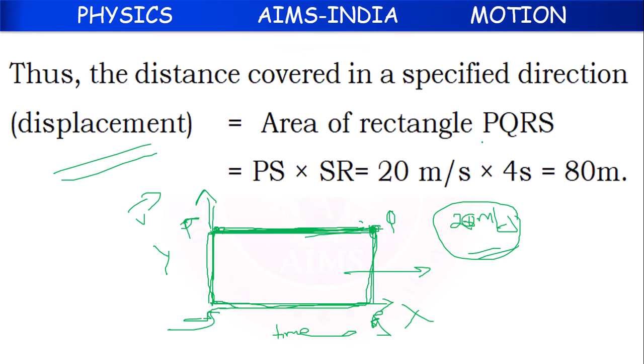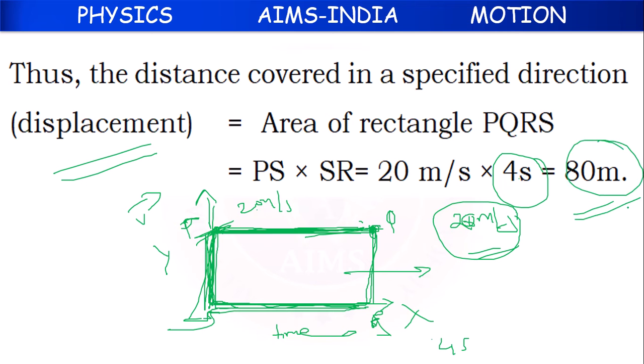Here the area of a rectangle means length into breadth. So PS into SR, where PS is the value of velocity, which is 20 meter per second at point P, and SR is the time interval. Here in the question they have given a time interval of 4 seconds. So 20 into 4 is equal to 80 meters. 80 meters is the displacement covered by the body.